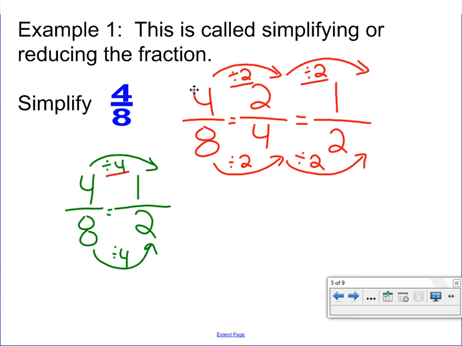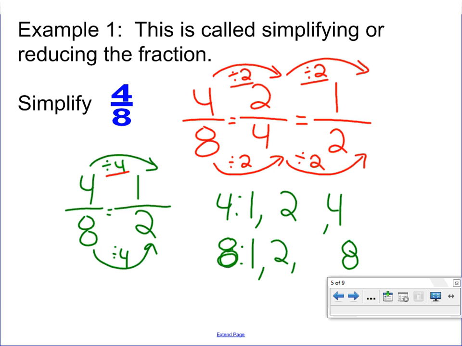Well, one of the things you can do is look at the greatest common factor. Let's list the factors of 4 and 8. I can multiply 1 and 4 and 2. 1 times 4 is 4, 2 times 2 is 4. Factors of 8 are 1 and 8, 2 and 4. And notice the greatest common factor is 4. If you find the greatest common factor of the two numbers, you can divide by that number and it will only take you one step to get it in simplest form.